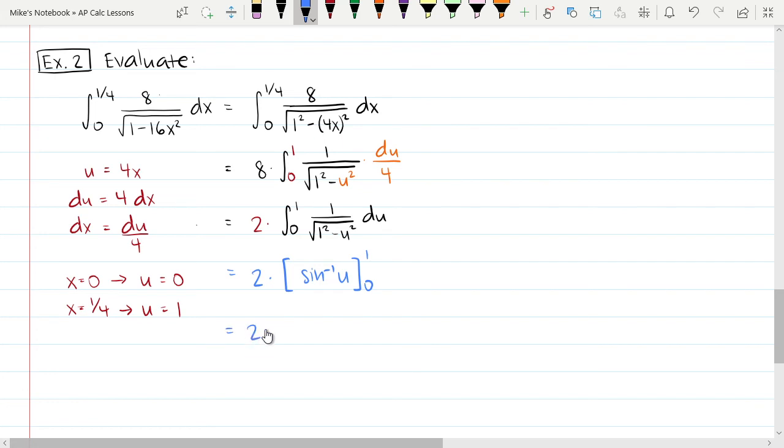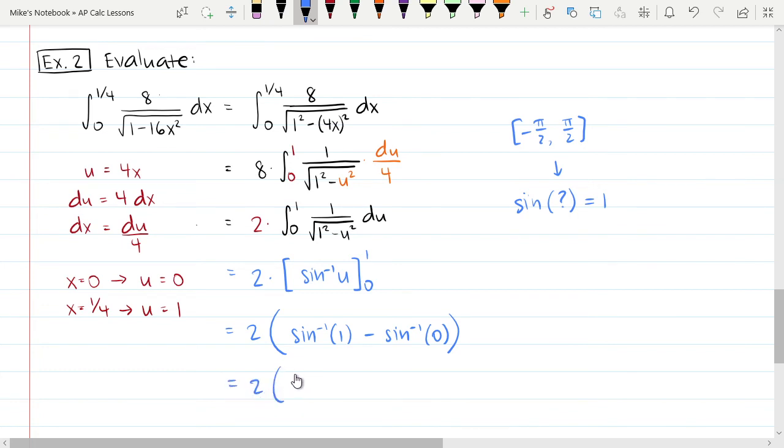And that means I have 2 times the inverse sine of 1 minus the inverse sine of 0. Now remember, inverse sine is only going to have an output between negative pi halves and pi halves. So inverse sine of 1, remember that's asking the sine of what angle equals positive 1. But that angle has to be between negative pi halves and pi halves, just as a reminder there. So that would have to be pi halves.